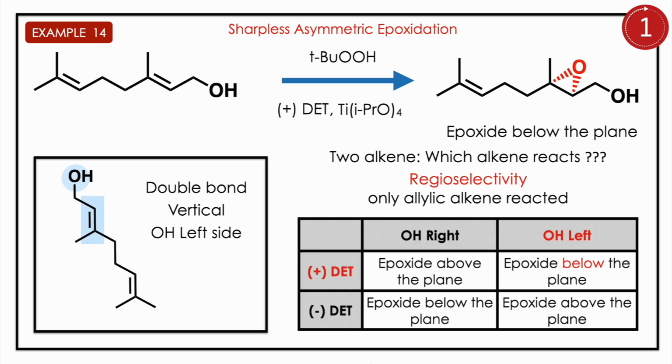Here the concept you have to learn is Sharpless asymmetric reaction is regioselective. Only alkene in the allylic position reacts. On the contrary, isolated alkene don't involve in the Sharpless asymmetric epoxidation.